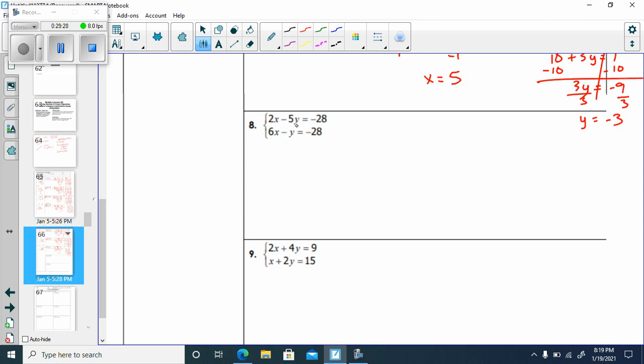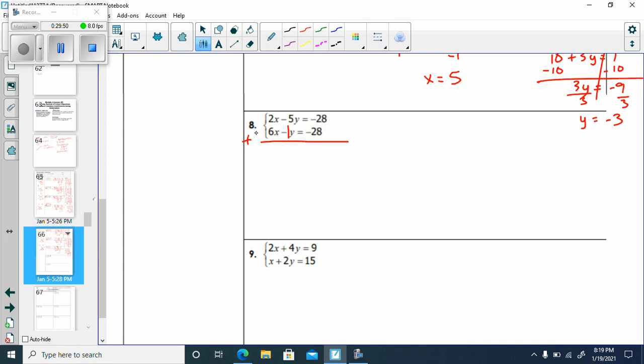2x minus 5y equals -28. 6x minus y equals -28. How can I get rid of either one of those variables? Okay, I know it doesn't say x is equal to and it doesn't say y is equal to, so I've got to use elimination. Well, if I look here, this is an understood one here.